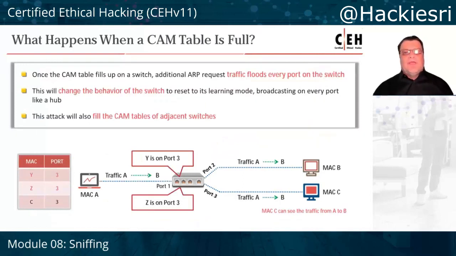What happens when a CAM table is full? Once the CAM table fills up on a switch, additional ARP request traffic floods every port on the switch. This will change the behavior of the switch to reset it to its learning mode, broadcasting on every port like a hub. This attack will also fill the CAM tables of adjacent switches. Once again, if you look at the bottom, Z is on port 3. In such a case, Z can see the traffic from ports A to B.